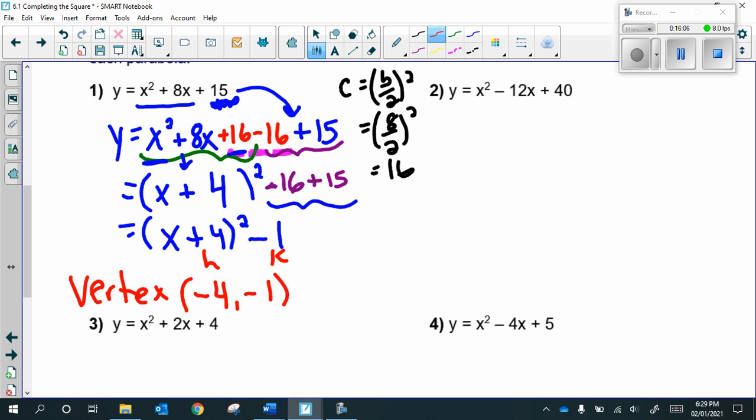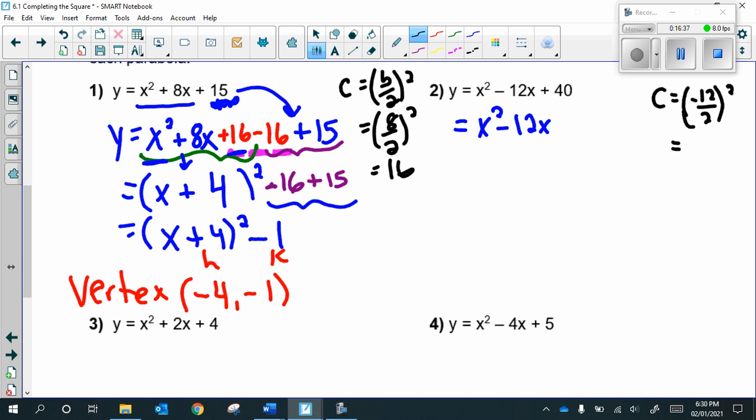Let's try it again. We got y equals x squared minus 12x plus 40. So in order to make a perfect square, I'm going to keep those first two terms, x squared minus 12x, but I need to create that perfect square, so I need that third term here. In order to find that value, you're going to take the b value, which is negative 12. We're going to divide that by 2, and we're going to square it. So this is our magic number.